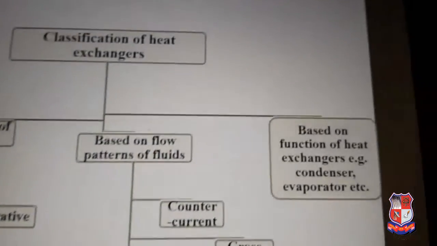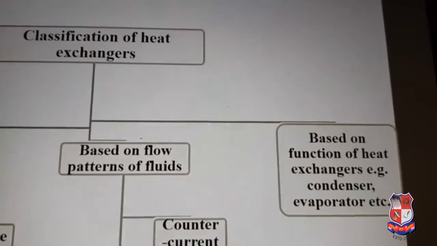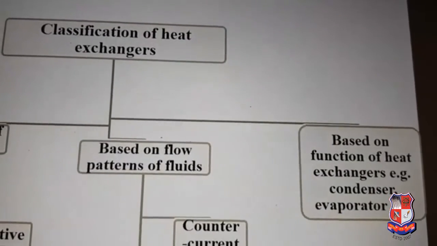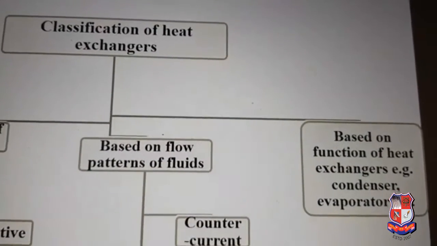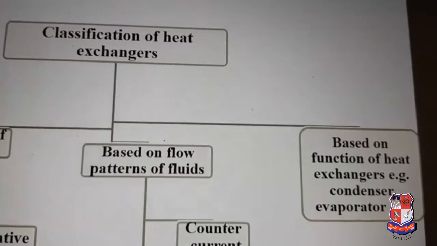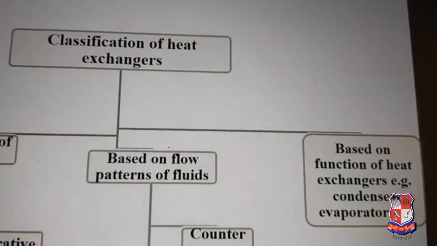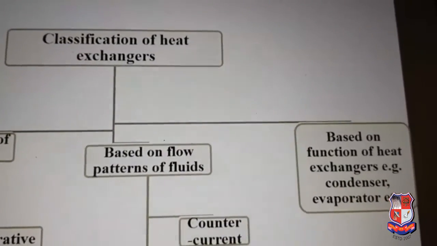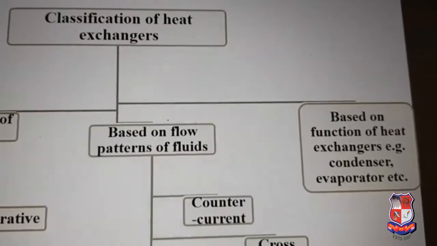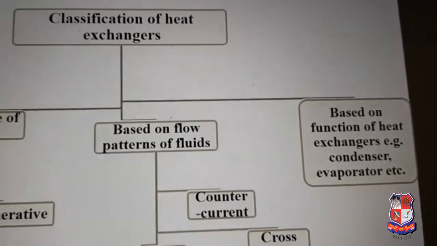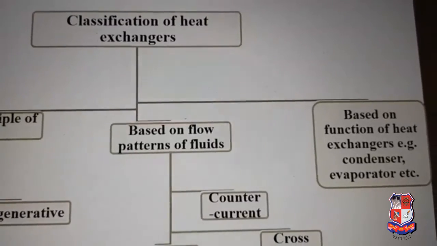Third one is based on function of heat exchanger. Heat exchanger doesn't mean it only heats something. We can also cool something. It is exchange of heat, whether the release of heat or gain of heat, both are due to heat exchange. So based on the function, it is a condenser, evaporator, etc.